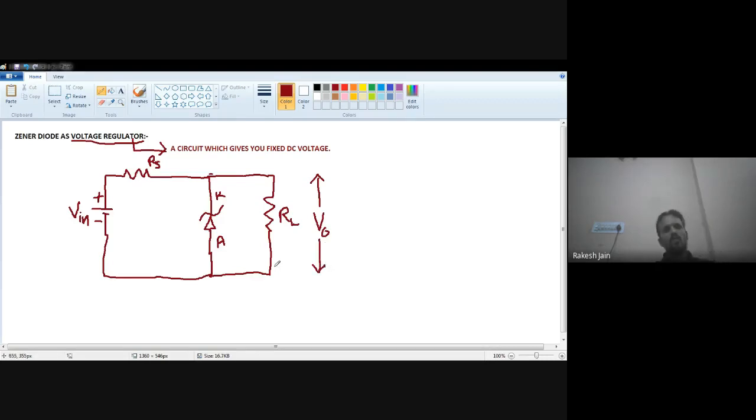Now, how will it work as a voltage regulator? We know that each Zener diode has a certain voltage. Whenever we purchase a Zener diode from the market, some voltage is written on it, like 3.3, 5.1, 4.7. That voltage is the Zener voltage. So I write that this Zener diode has Zener voltage Vz.